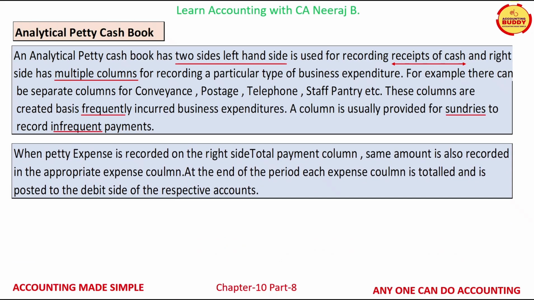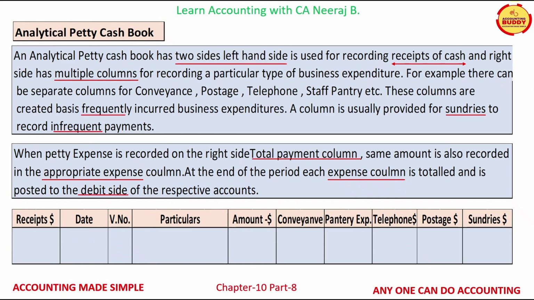When petty cash expense is recorded on the right side total payment column, the same amount is also recorded in the appropriate expense column. At the end of each period, expense column is totaled and is posted to the debit side of the respective accounts. The specimen of an analytical cash book is displayed on your screen.